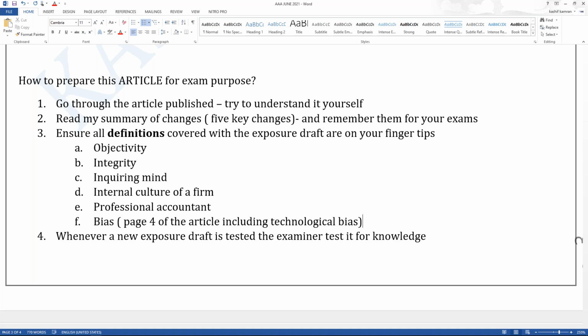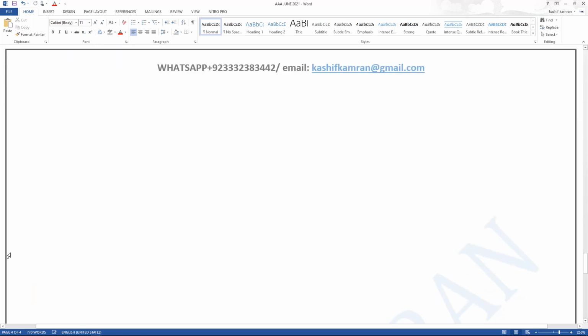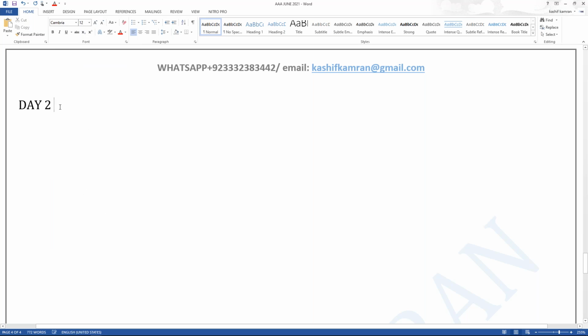Okay, now with that cleared, let's formally start with day 2, and let's formally start with the agenda of day 2. Now we are on day 2, and finally we are starting the day 2 agenda. Now, in terms of the main agenda of day 2, we have to cover business risk.